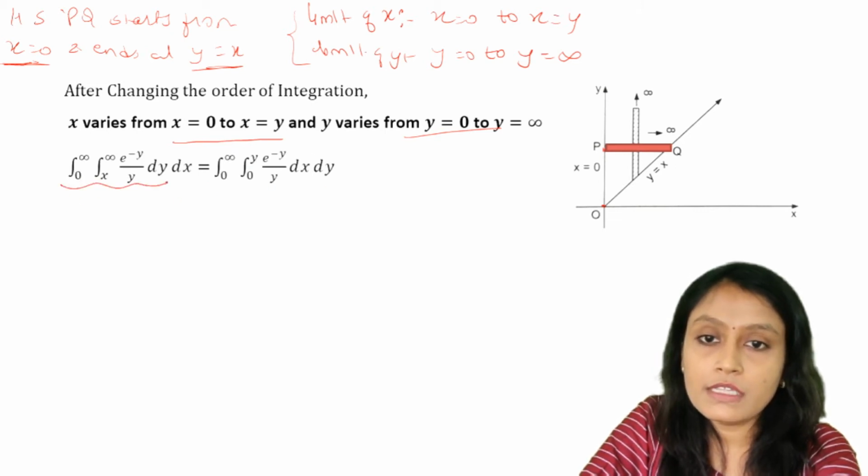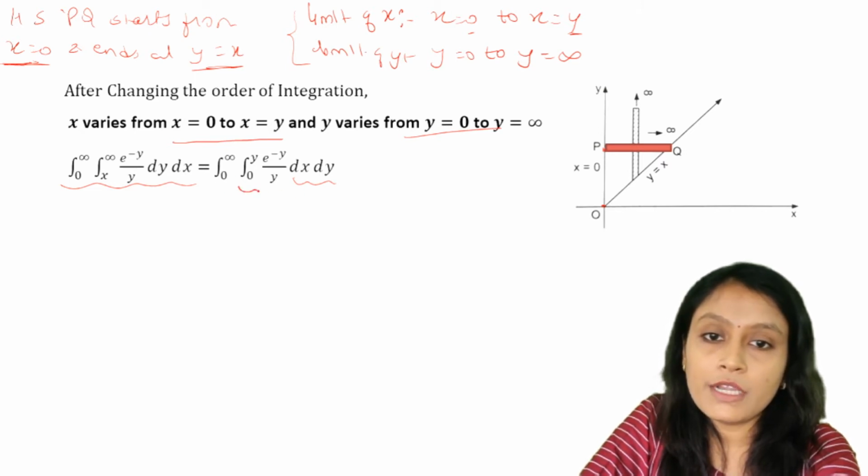Now we will write the integration. In the question it is given as the integral from 0 to infinity, x to infinity, of e raised to minus y upon y, dy dx. Now we write the new limits. The variable limit goes inside: 0 to y, and outside 0 to infinity. The function is e raised to minus y upon y, and previously we had dy dx, so now we write dx dy. This is our new integration after changing the order.